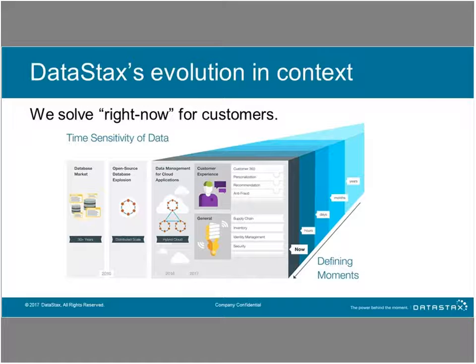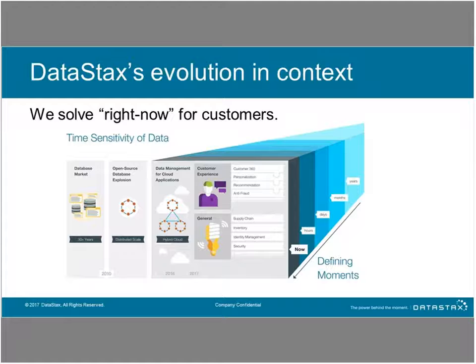Now, of course, we work well beyond customer experience as a platform as well, and there are some other use cases where customers are super successful with DataStax Enterprise. Those of note are supply chain, inventory management, and several other areas there.